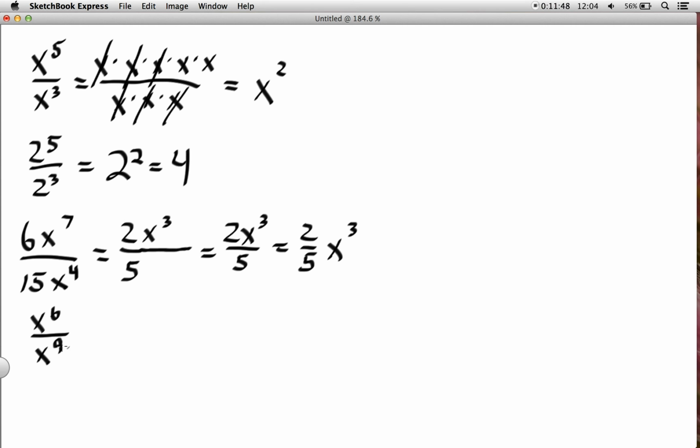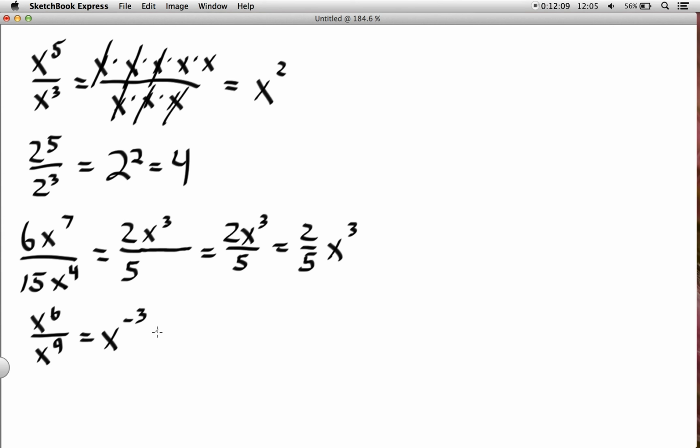Okay, here's something a little different. x to the 6th over x to the 9th. So we'll have x to the 6 minus 9, which is x to the negative 3. So this is new. Now we have a negative exponent. So what does that mean?